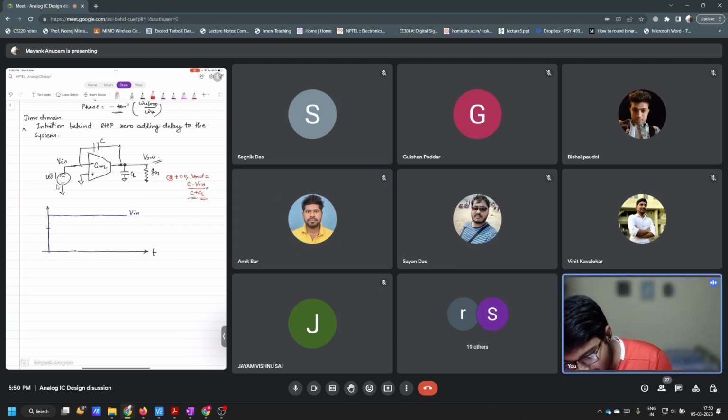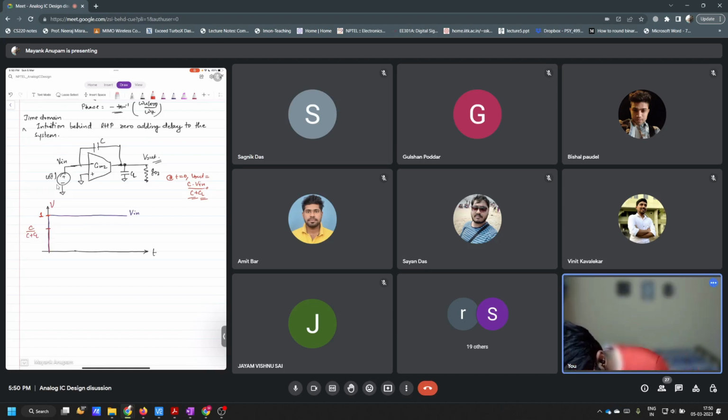So let's say this is here somewhere. This is V in, so let's say V in is equal to 1 here. You are adding a unit step of magnitude 1 volt. So this is C divided by C plus CL. This is somewhere here, right? So at t equal to 0, what happens?